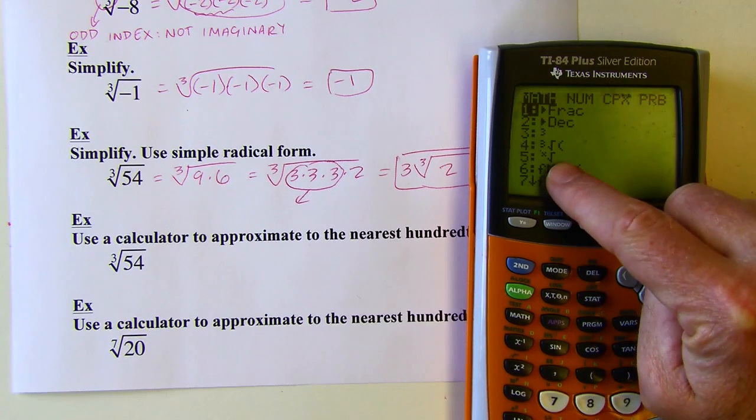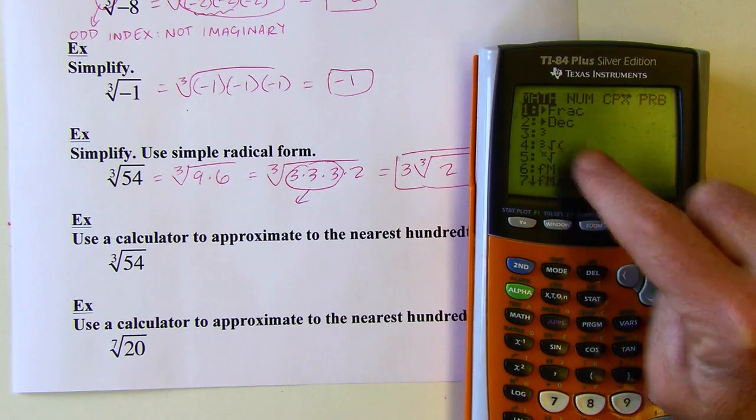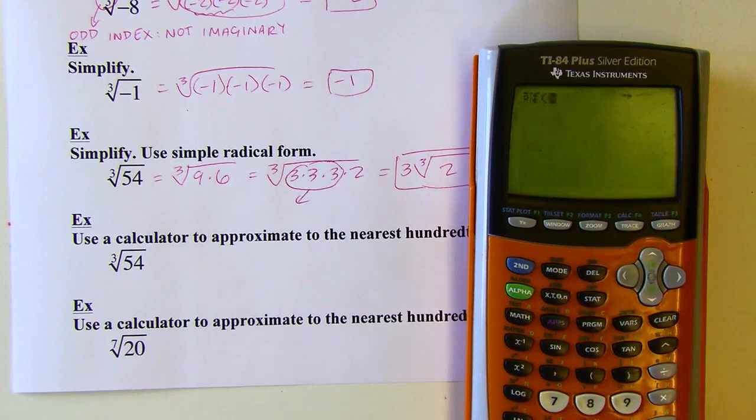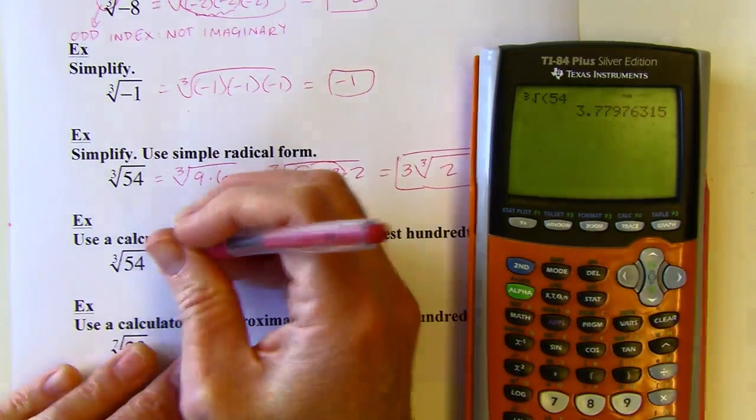So if I wanted the 4th root or the 5th root or the 6th root or any other root, I would use that one below. But I can use this one right here, cube root, and so I just put in 54, and then I got about 3.7, let's call that about 3.78.